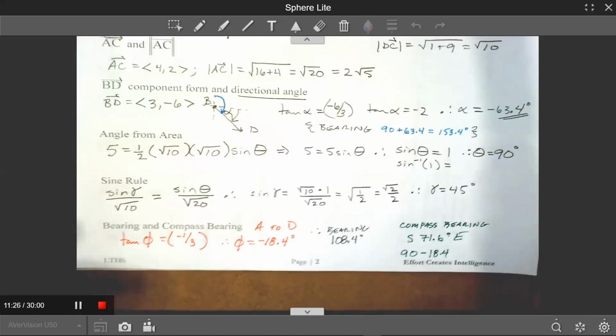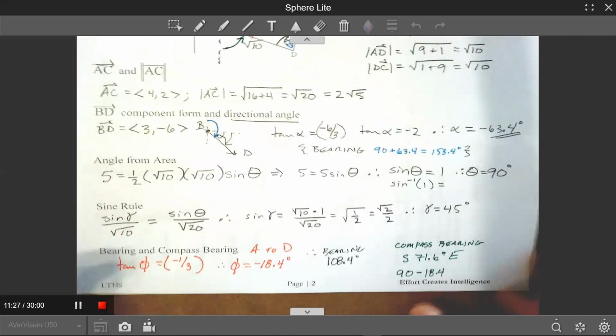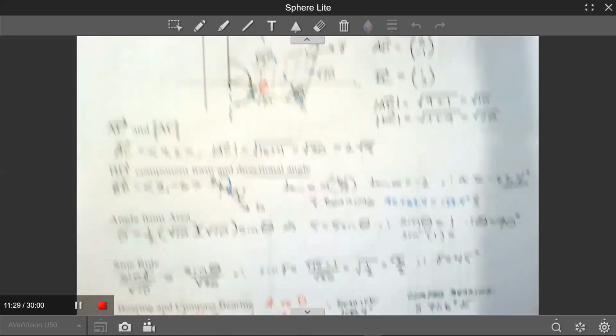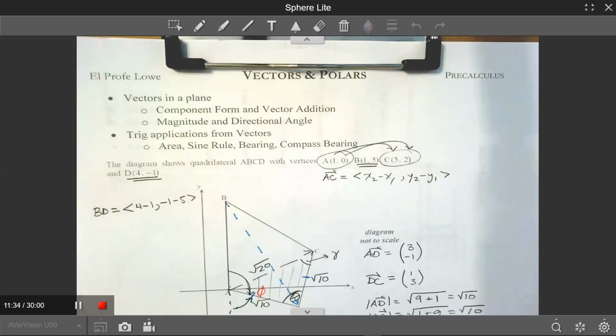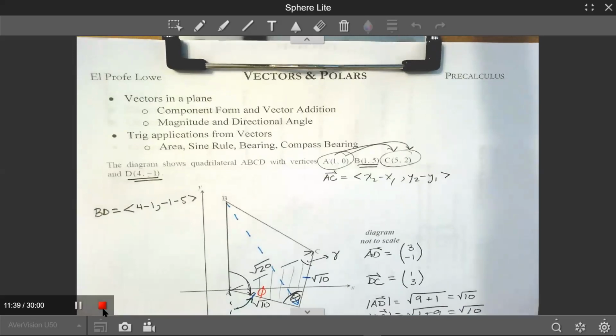So that works with a bit of things in trig applications and in vectors. We have the vectors in a plane, the component form, the vector addition, the magnitude and direction angle, all those various things.